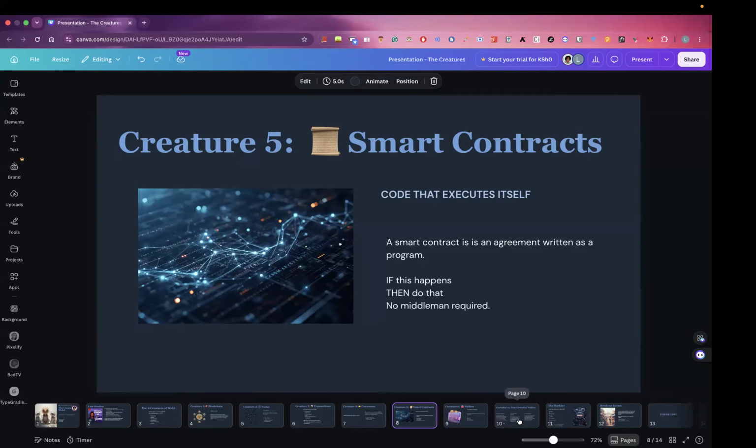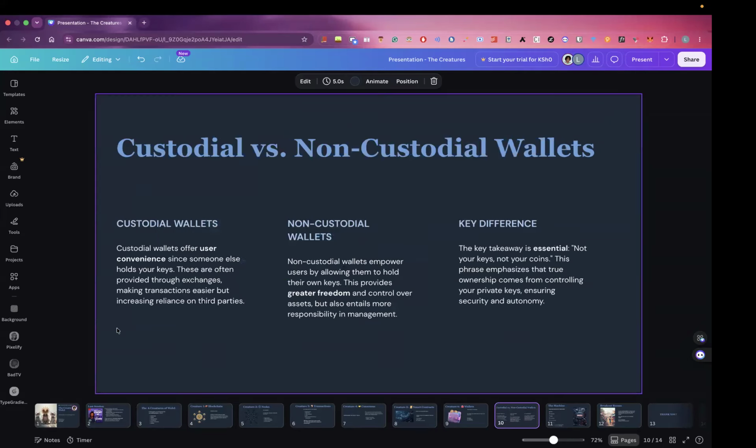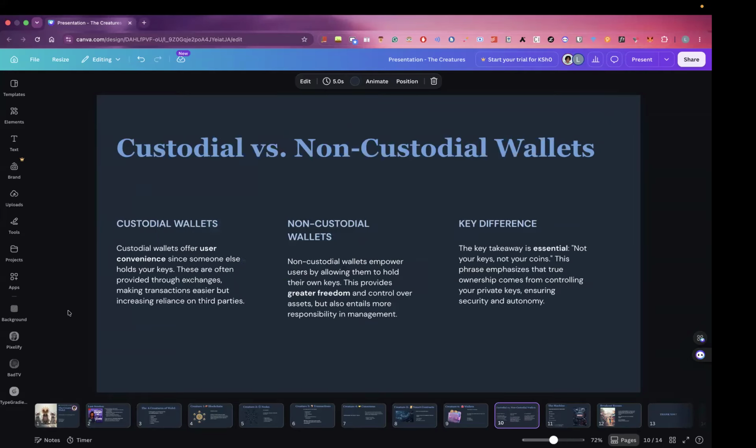And then for custodial wallets, we have different exchanges. I don't know if you've used exchanges like Binance, there's OKX, and they allow you to have some wallets that can hold cryptocurrency in them.